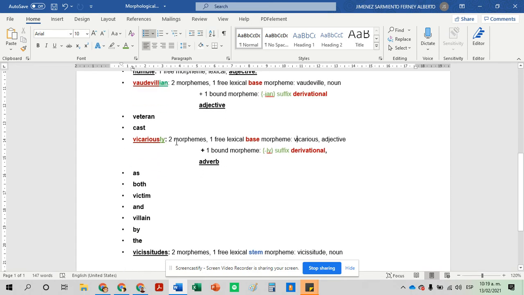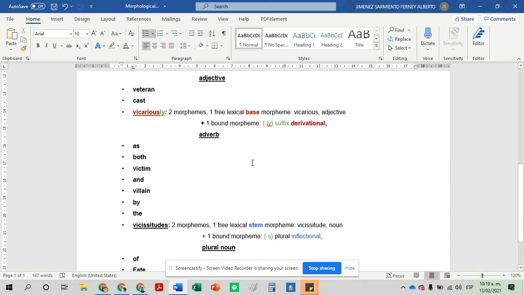Now, this is kind of similar. You also have two morphemes, one that is a free lexical base morpheme, but in this case, you have an adjective. And then you have the suffix ly, that is the bound morpheme, and that's why it's derivational, because we change from the adjective vicarious to the adverb vicariously by using the suffix ly, right?